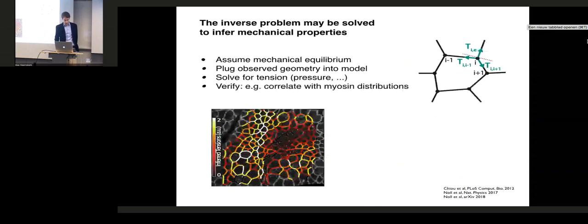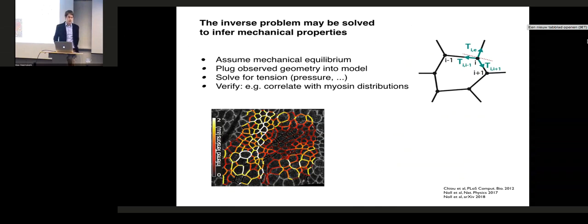So this is almost my last slide. Another thing you can do, rather than putting in some parameters for some model for your tissue and seeing what happens in a simulation, which basically predicts the geometry of your tissue at different times, you can also try to solve the inverse problem and use the geometry of your cells as input and try to infer the parameters of your model.